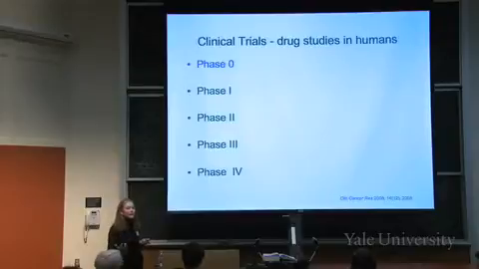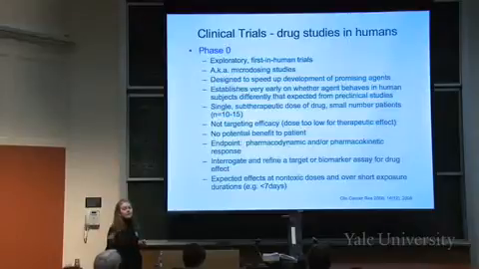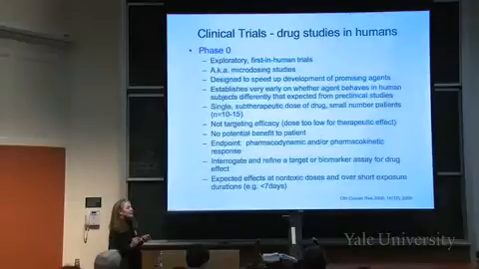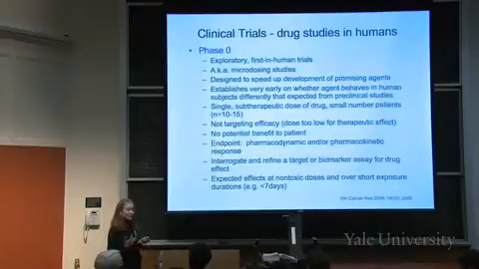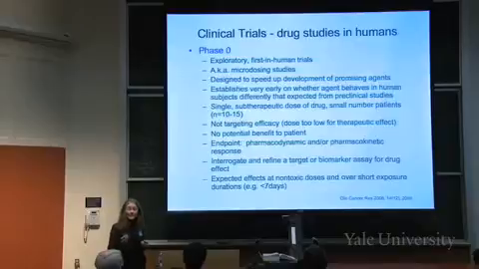And more recently, we're hearing about phase 0 trials in the cancer research literature. My area of research is in cancer. And phase 0 trials are exploratory first-in-human trials. So these are designed to speed up development of promising agents. As we know, cancer is a very big problem in this country, especially with the population aging, and it can kill very quickly. So these trials are designed to establish very early on whether an agent behaves in human subjects differently than it was expected from the preclinical studies. And that does happen sometimes.